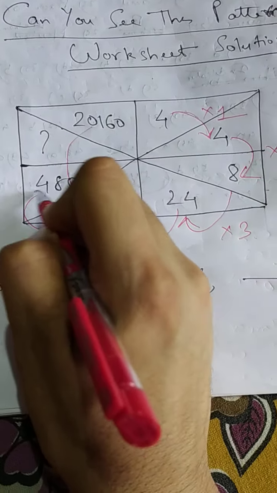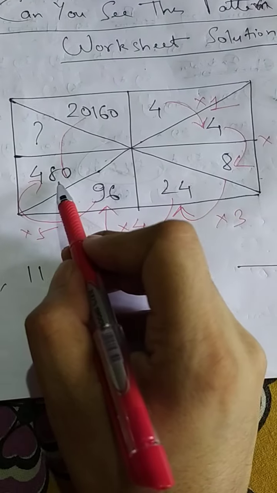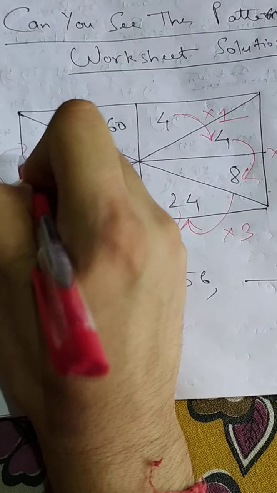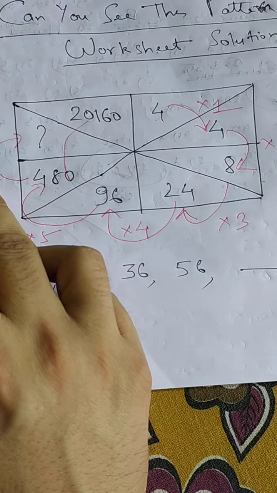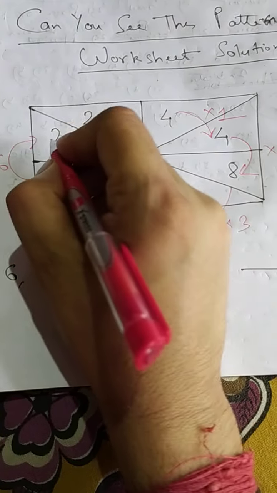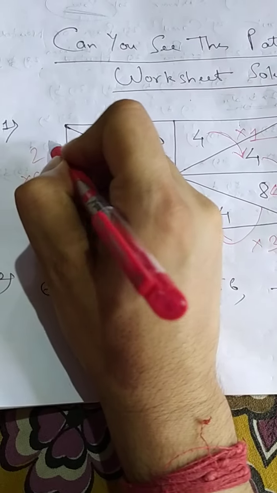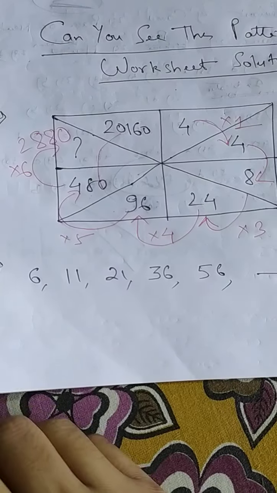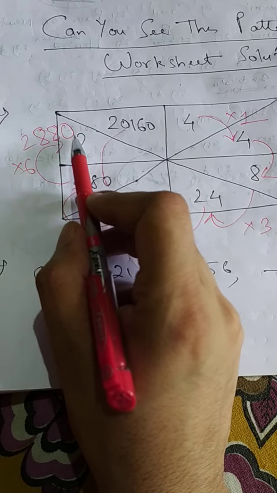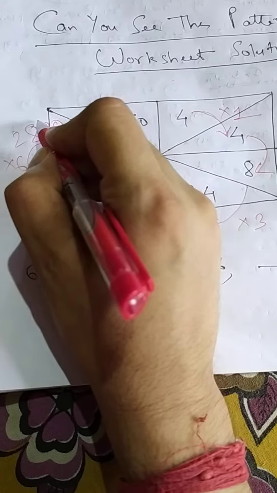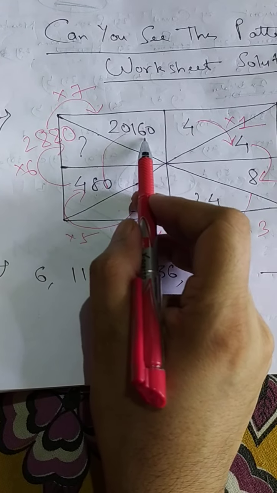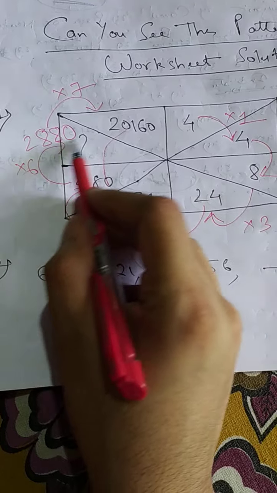Then 96 into 5, we are getting 480. Now 480 into 6. So 480 into 6 will be how much? Your answer will be 2880. If you multiply 480 into 6, you will get 2880. Next, how is this number coming? From 2880, if you multiply 7, you will get 20160. So your answer is 2880.